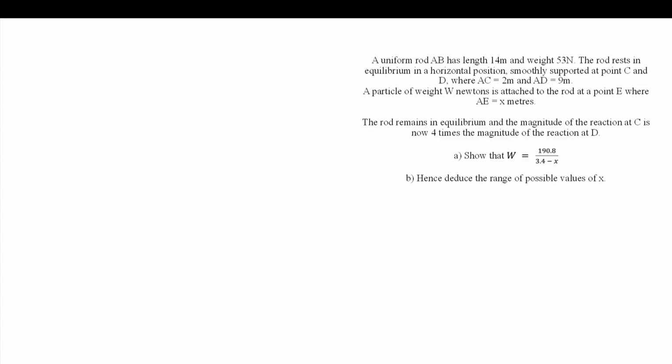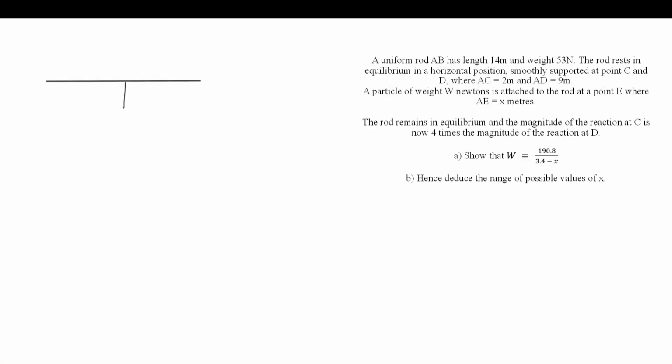In this question, we've been told that a uniform rod AB has length 14 meters and weight 53 newtons. The rod rests in equilibrium in a horizontal position, smoothly supported at points C and D, and we're given the distances from A to C and A to D. A particle of weight W is attached to the rod at point E, where AE is going to be represented by X. We have enough information to start producing a sketch to model the situation.